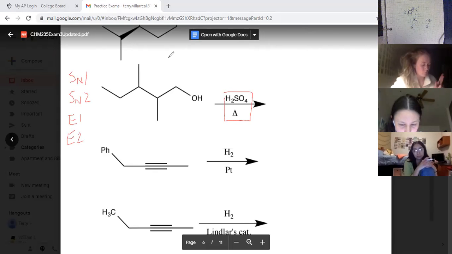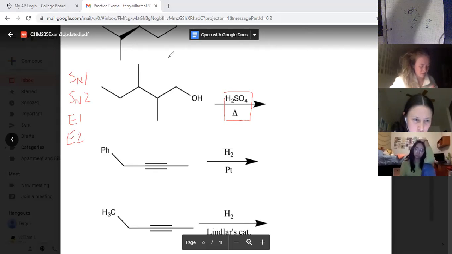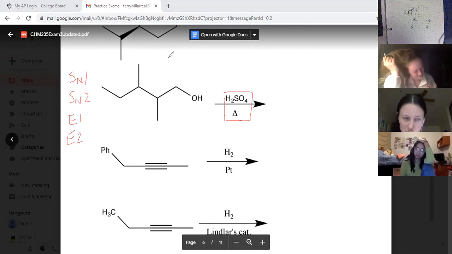Oh, that's Gwen's hair going crazy. Sorry. No, it's fine.